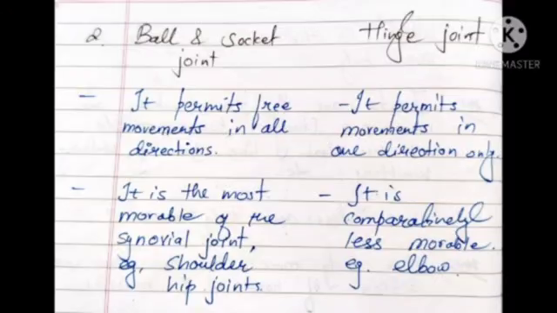Second one is ball and socket joints and hinge joints. Ball and socket joints permit free movement in all directions. In hinge joints, it permits movement in one direction only. Second point is, ball and socket joints are the most movable of the synovial joints, for example shoulder and hip joints. Second point in hinge joints, they are comparatively less movable, for example the elbow.